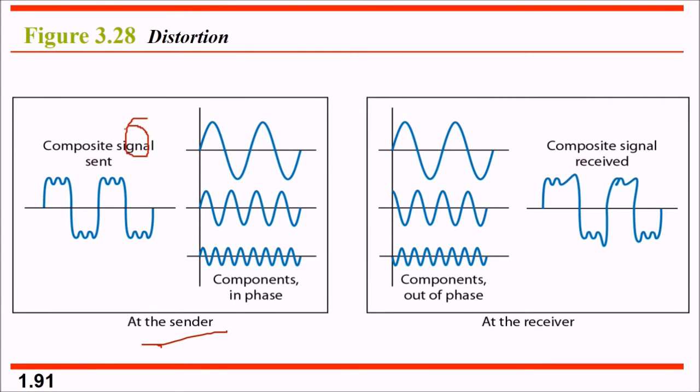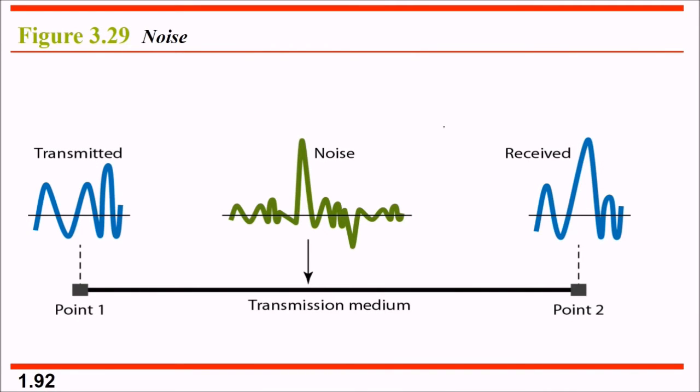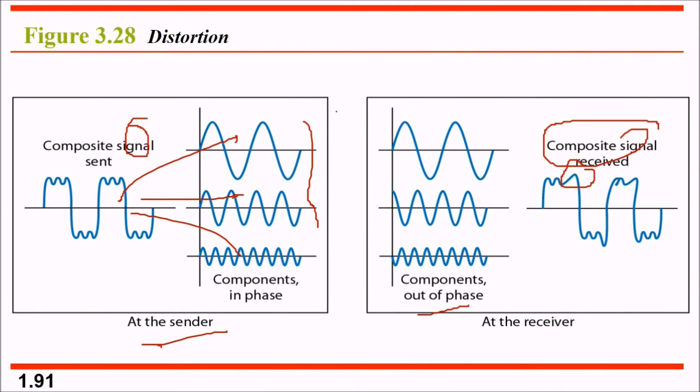This is at the sender. This is a composite signal sent, and this is a composite of these three signal components in phase. But when you receive it, the components are out of phase. Means the composite signal received may be something like this at the receiver. This is distortion. Okay, I hope you understood this distortion. This is the change in shape.